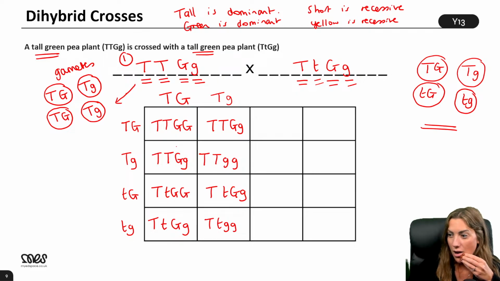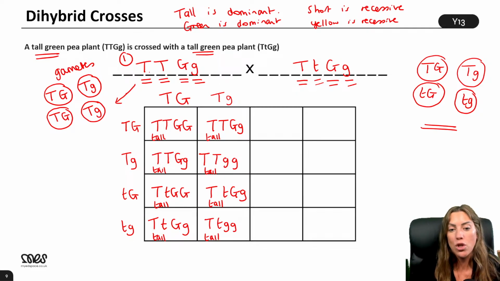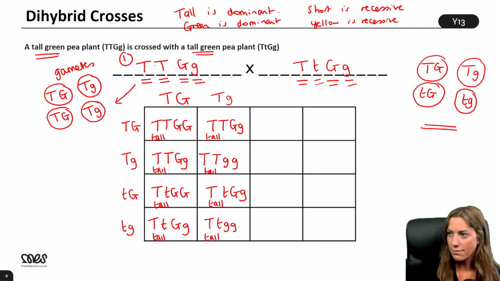So they are all tall. Should we put that in first? Tall, tall, tall. And you know what? Just looking at the parents, you should have been able to tell that they would all be tall because parent 1 was homozygous for the tall gene. So obviously all the offspring are going to get a dominant tall, right? So they're all going to be tall. Are they all going to be green? Because we have to write both parts of the phenotype in.